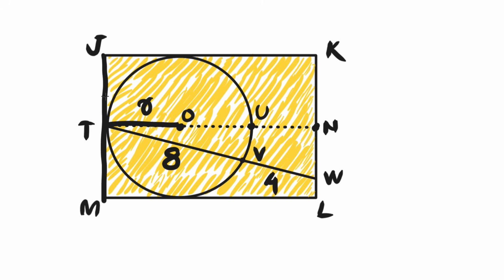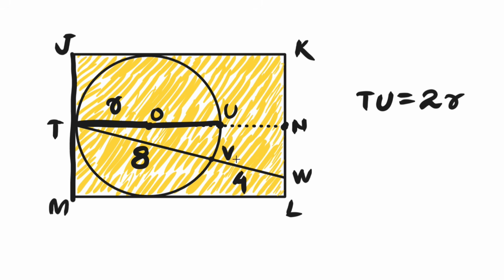Now notice that TU passes directly through the center of the circle, so TU is also a diameter. Therefore, TU equals 2R. Next, extend this same horizontal line from T through U until it reaches the right side of the rectangle. Let that intersection point be N. We are going to call the part outside the circle from U to N, X.